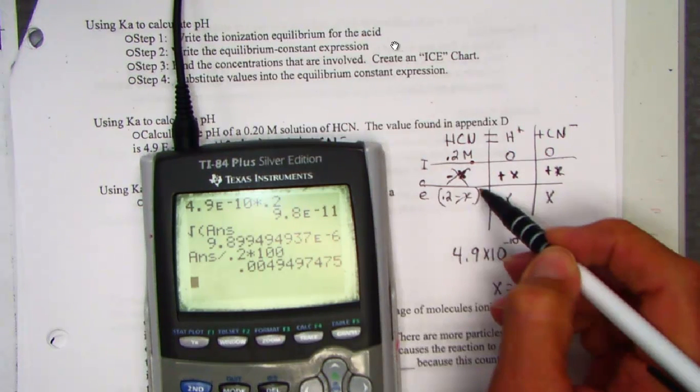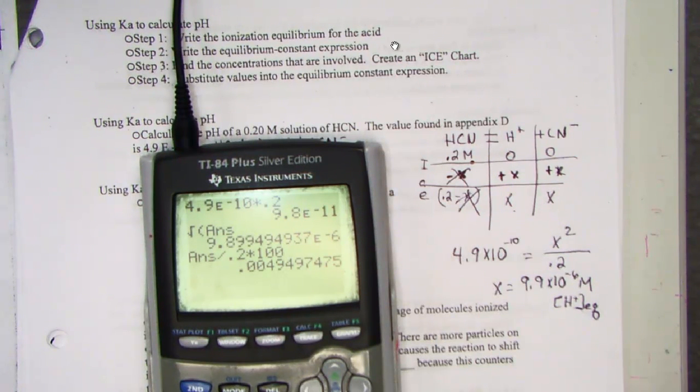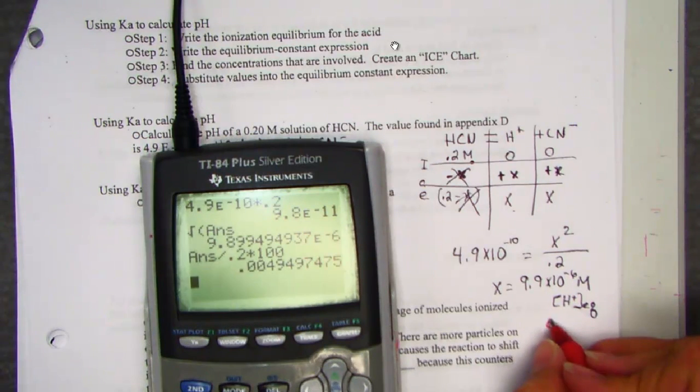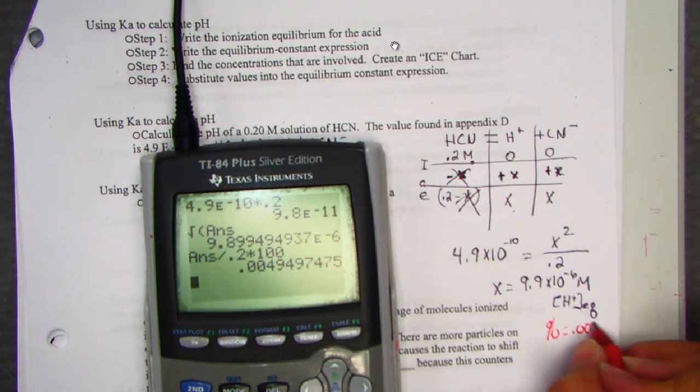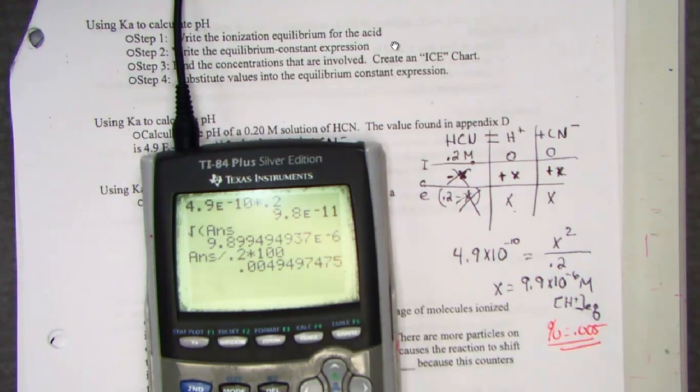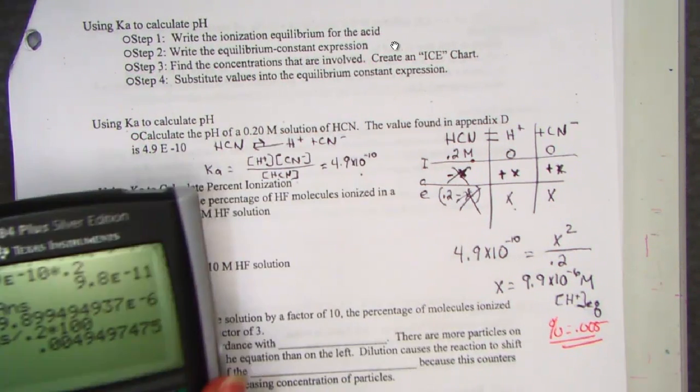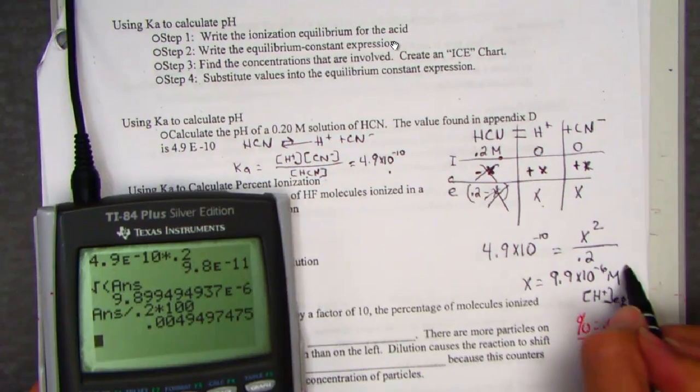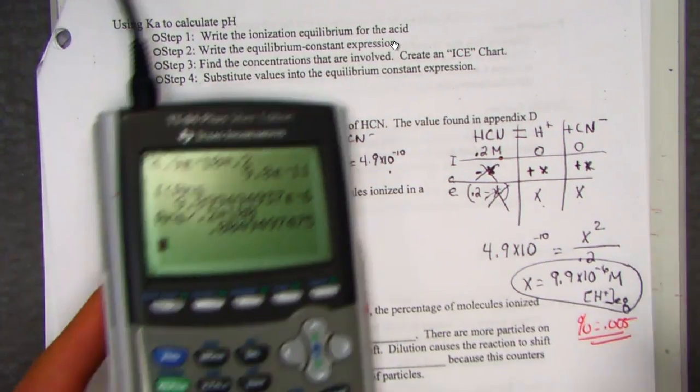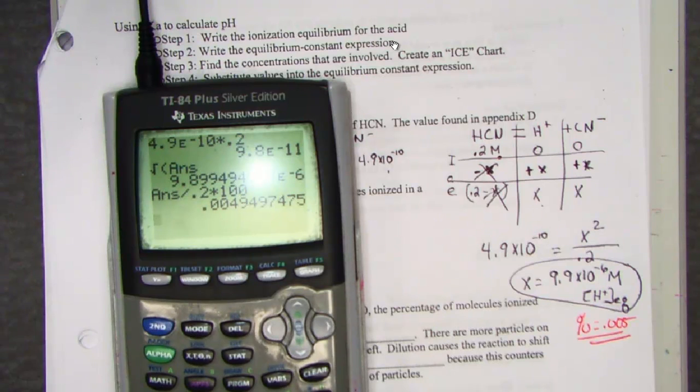This assumption was fine. If it came out greater than 5%, back the bus up, got to do all the algebra for quadratic formula. But this number came out to be 0.005. I mean, that number is significantly small. Very safe algebra to toss out the ice chart. We're not done. We have what we need to calculate pH, but we have a little more work to do.